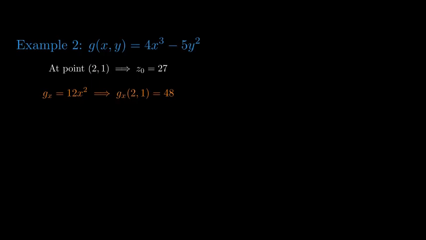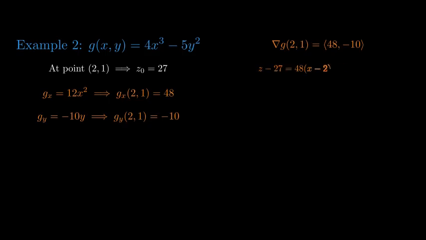Next, we find the partial derivatives. The partial derivative with respect to x is 12 times x squared, which evaluated at x equals 2 gives 12 times 4, or 48. The partial derivative with respect to y is negative 10 times y, which evaluated at y equals 1 gives negative 10. Thus, our gradient vector at the point is 48, negative 10. We plug these values into the tangent plane equation, resulting in z minus 27 equals 48 times the quantity x minus 2 minus 10 times the quantity y minus 1.